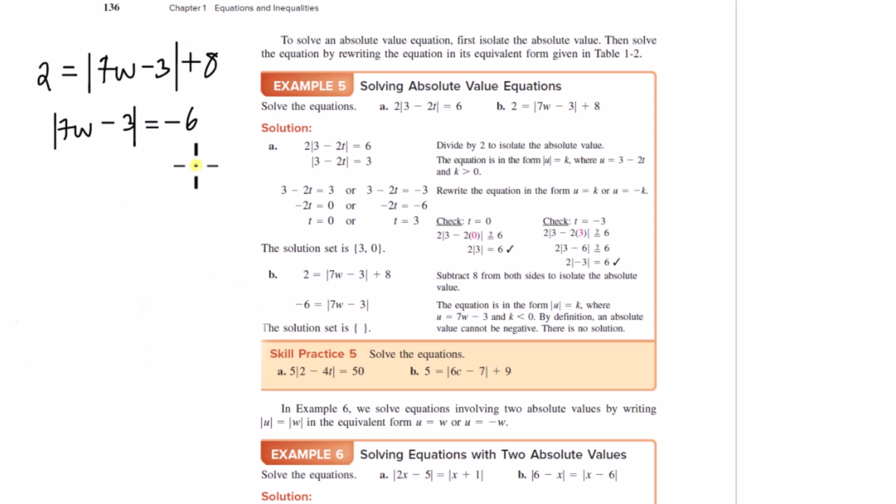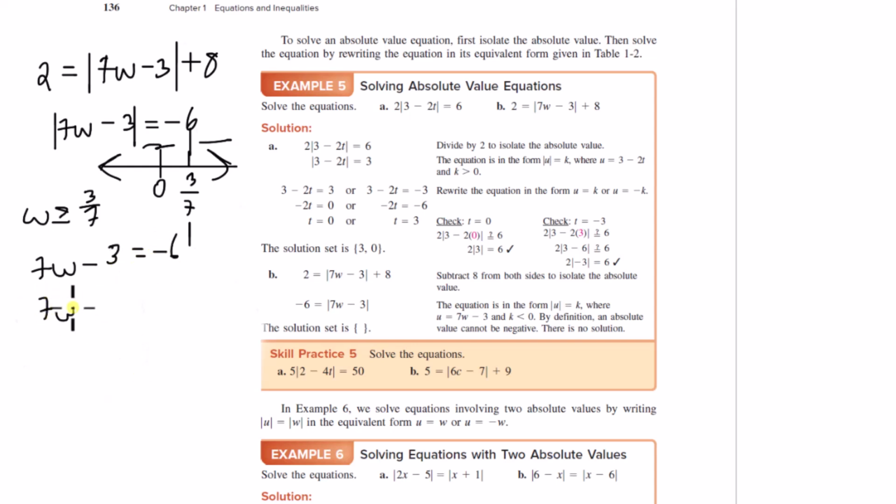So the crossover point would be at 3/7. So, okay, here are the two regions. So when we're, or no, 7, is that right? Yeah, 3/7. And then, if we're greater than or equal to 3/7, it's going to be positive. So 7w minus 3 is equal to -6. 7w is equal to -6 plus 3, which is -3. w is equal to -3/7. But we are not in this interval, so that's not a solution.